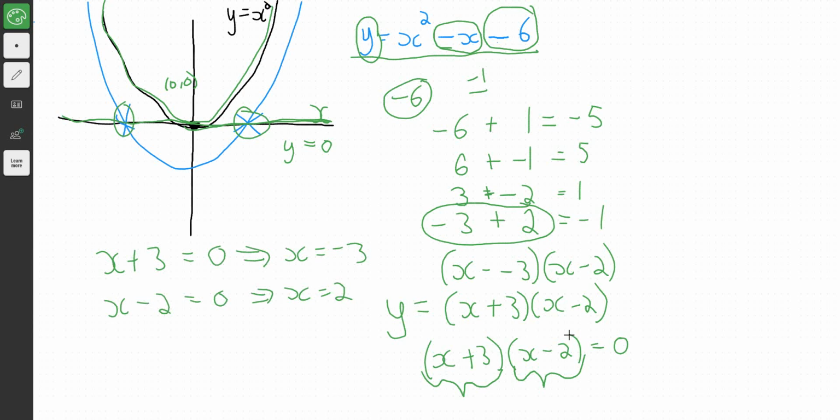So what this means is, when y is equal to 0, x is either minus 3 or x is 2, which means we know that this one, because it's on the positive half, is 2, and this one, because it's on the negative part, is minus 3. So we've just found the coordinates of where this graph intercepts the x-axis, and that's at minus 3, 0 and 2, 0.